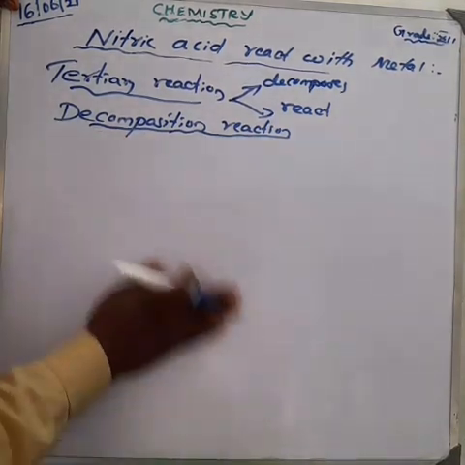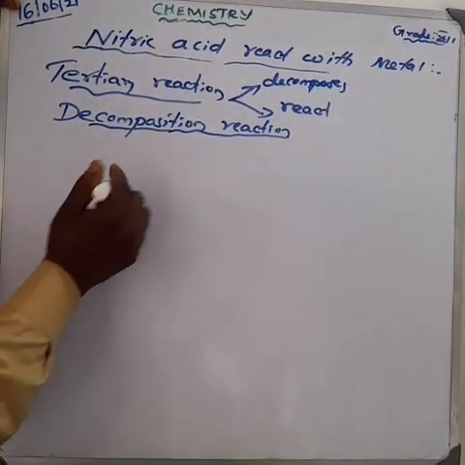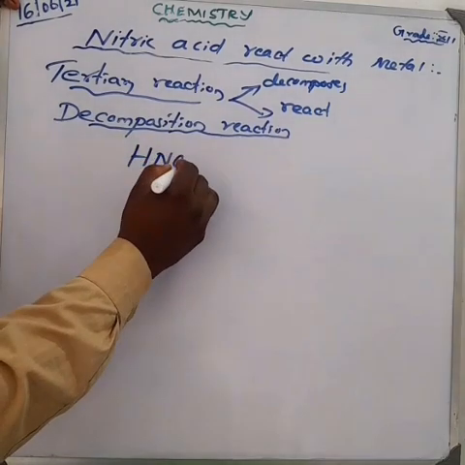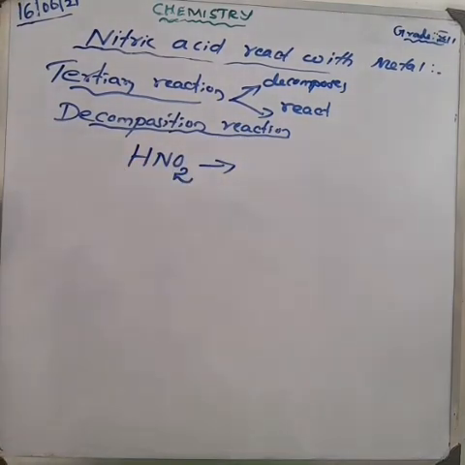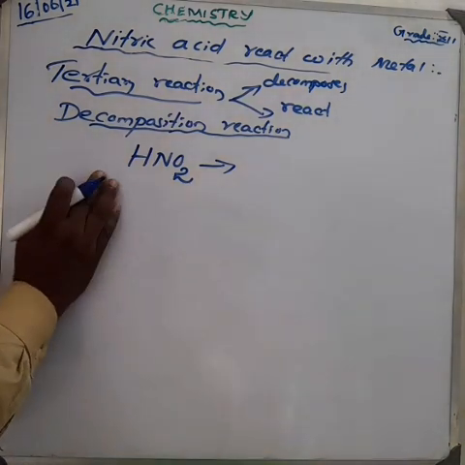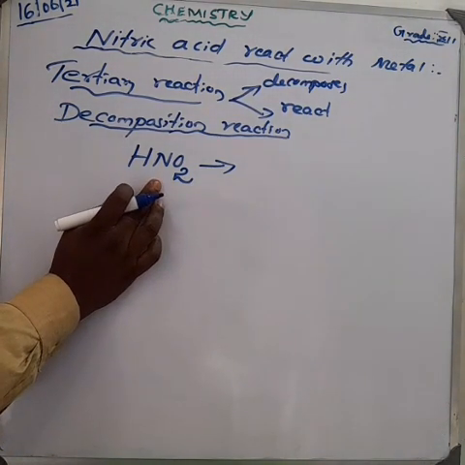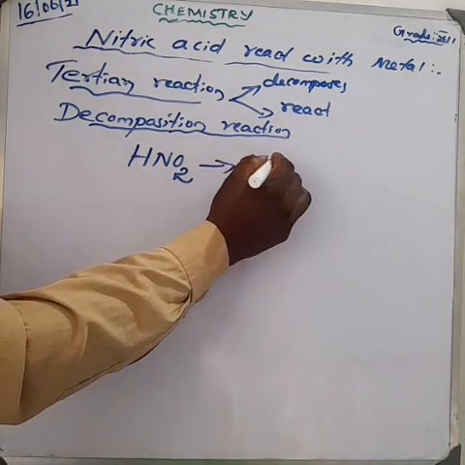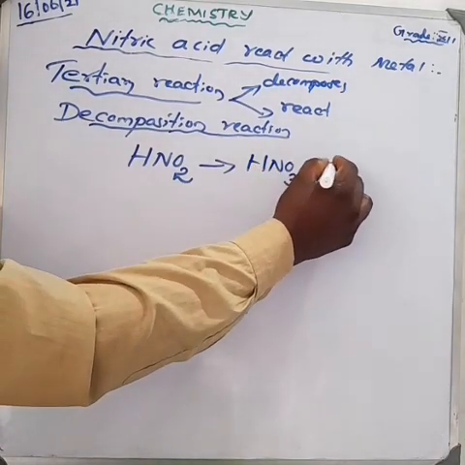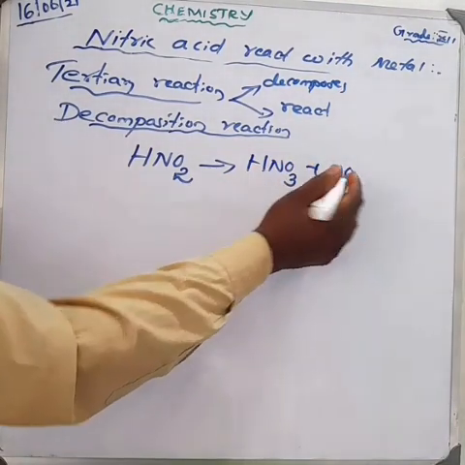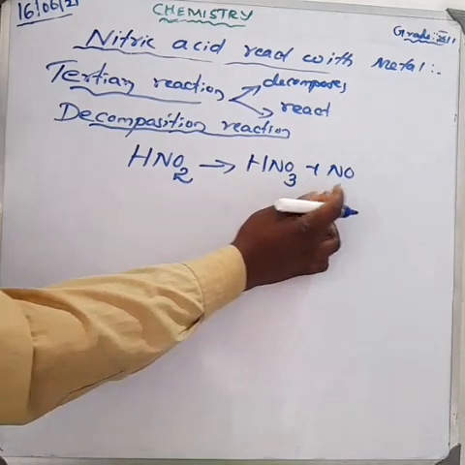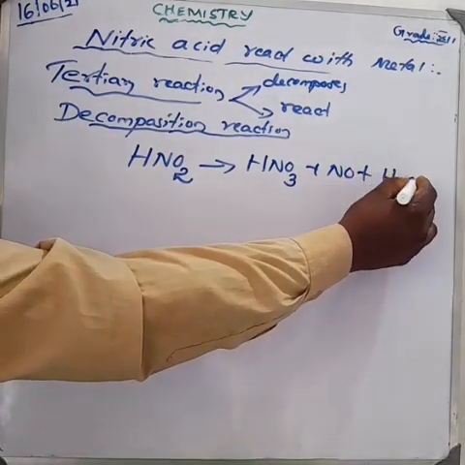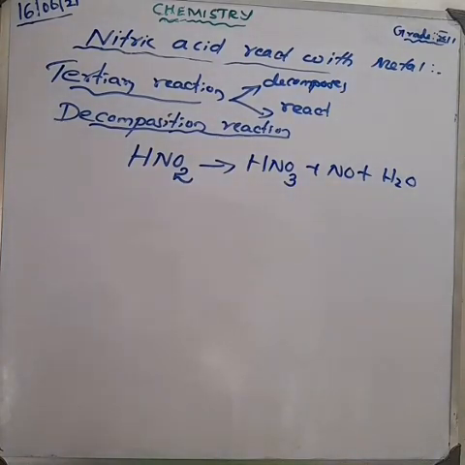HNO3 undergoes a decomposition. What is the product here? Nitric acid is decomposed. We know that one. Nitrous acid. What is the formula here? HNO2, nitrous acid. And also the nitrogen combines with oxygen, we get nitric oxide, that is NO plus H2O. What is the name of this product? Nitrous acid, nitric oxide. Oxide, don't forget that.